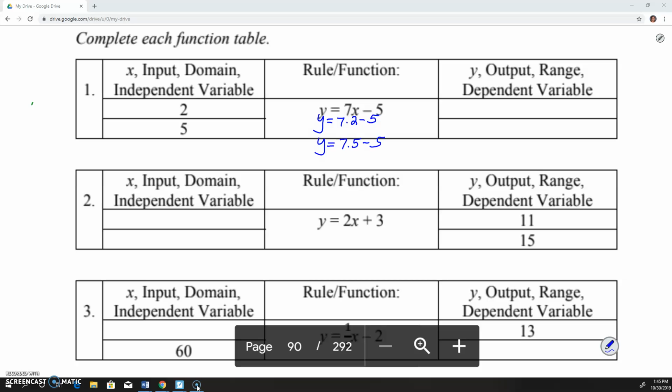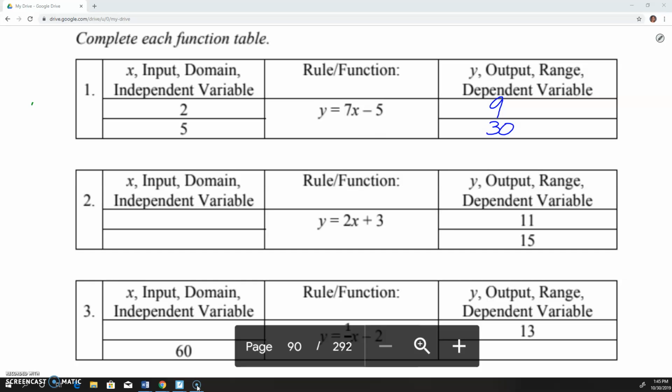Let's do this one. Y equals 7 times 2. What's 7 times 2? 14 minus 5. 9. So your answer would be 9. The bottom one. 7 times 5, minus 5. 30. So on number 2, you're doing the same thing except you're putting 11 in for y.